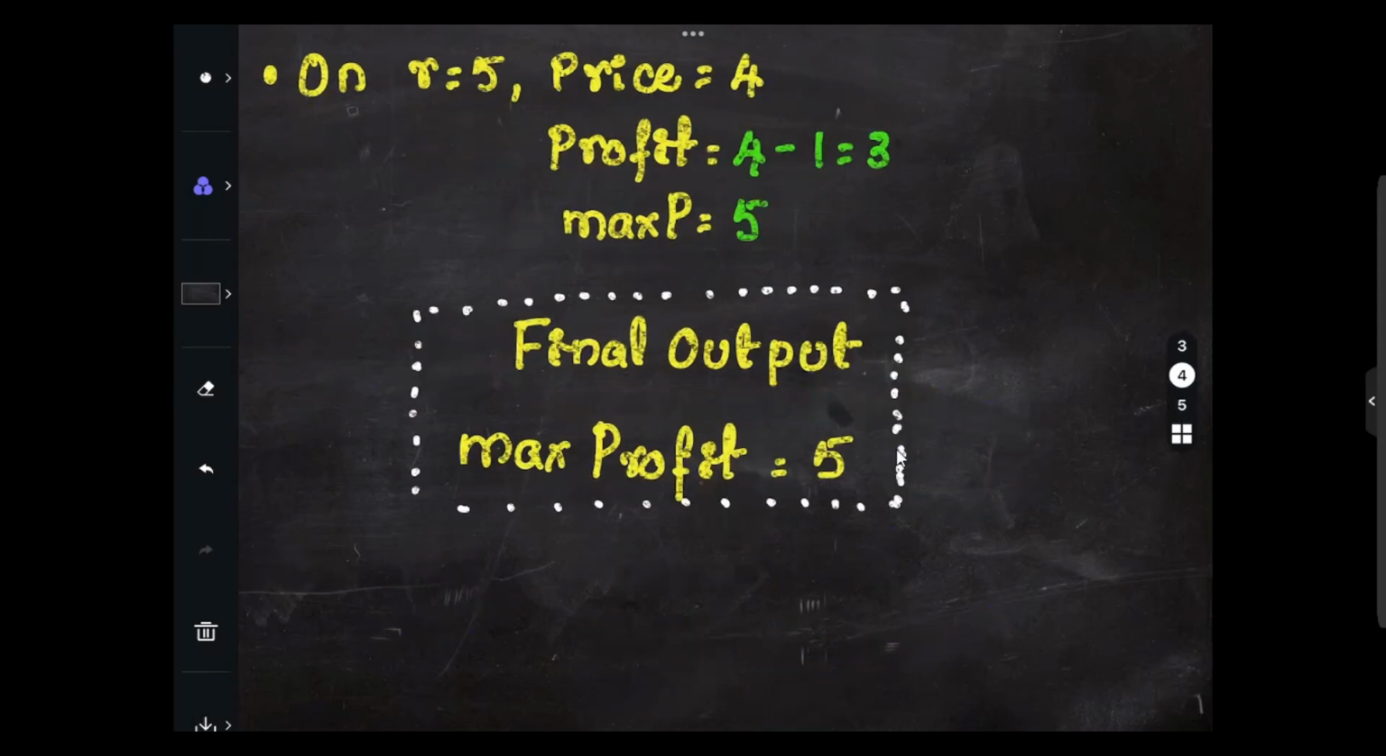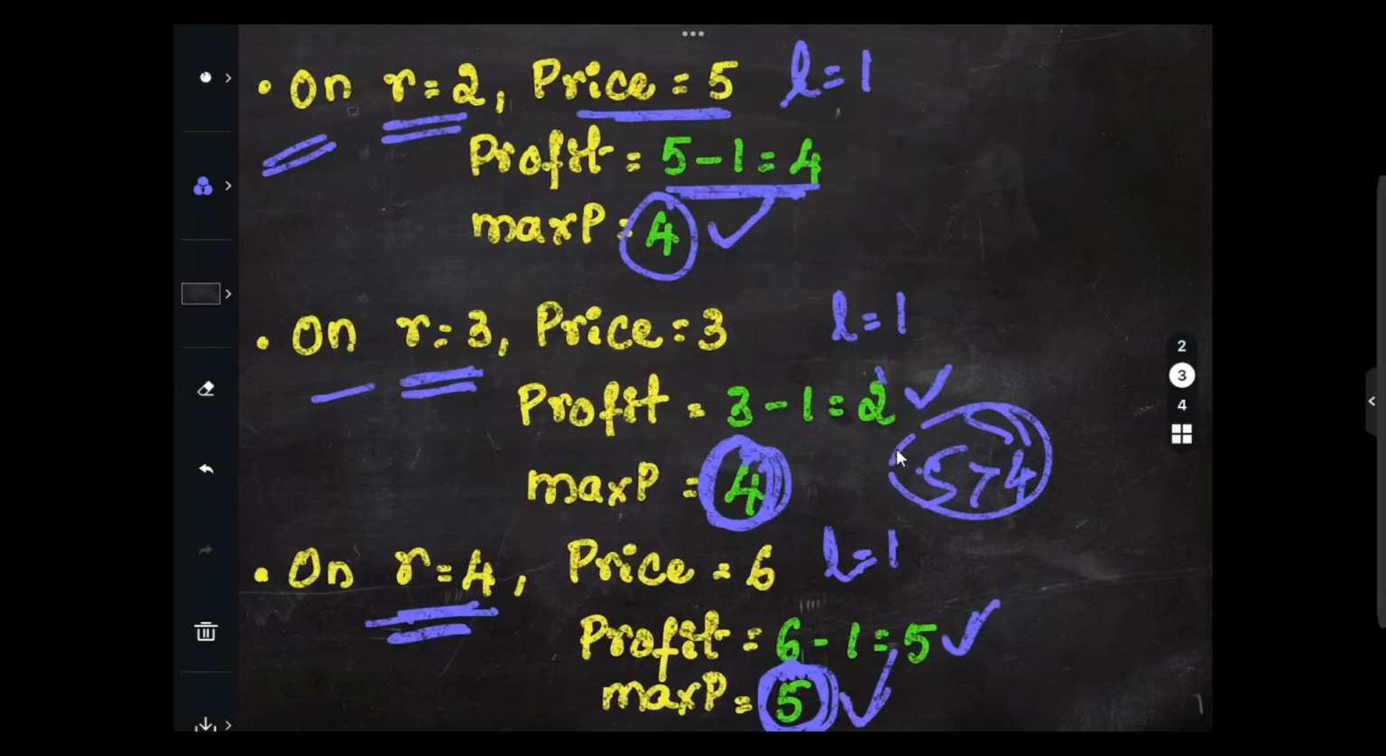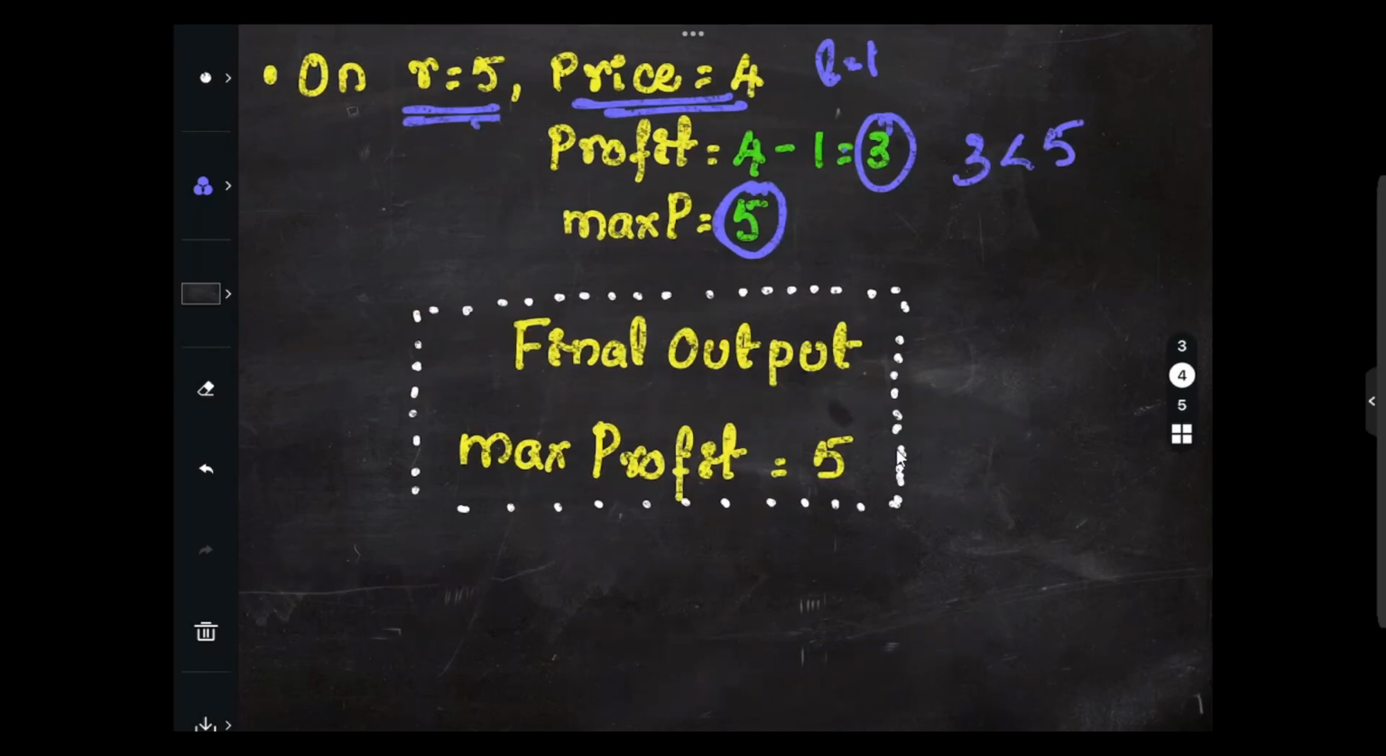Let's come to the final iteration here. R equals 5 and price equals 4, and L remains the same, 1 itself. So profit equals price minus L, right? 4 minus 1 is 3. 3 is not greater than 5. 3 is lesser than 5 in this case. So we will keep the previous maximum profit, 5. The final output that we got here is 5, and this is what we return as output.